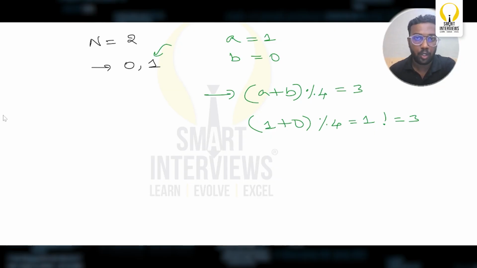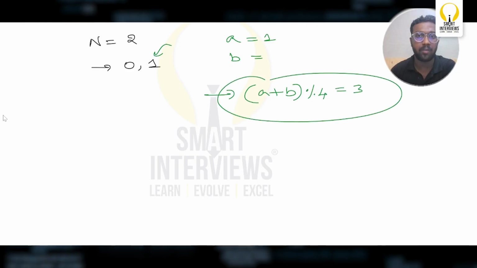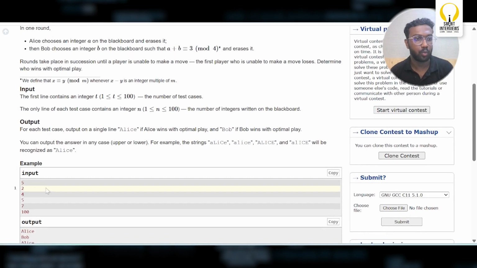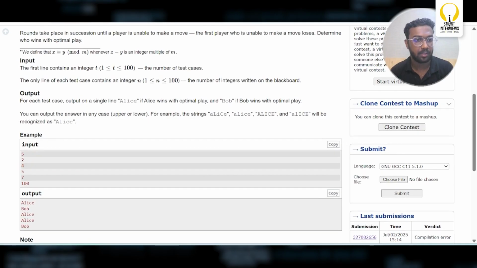Now we don't even have to write b equal to 0 here, because as soon as Alice chooses 1, Bob has to find a way to make this condition valid without even picking it. We have picked it manually to understand it, but Bob has to pick an integer such that this condition will be valid. Now that Bob doesn't have a move to make, Bob loses and Alice wins. As you can see, when n equals 2, Alice wins.